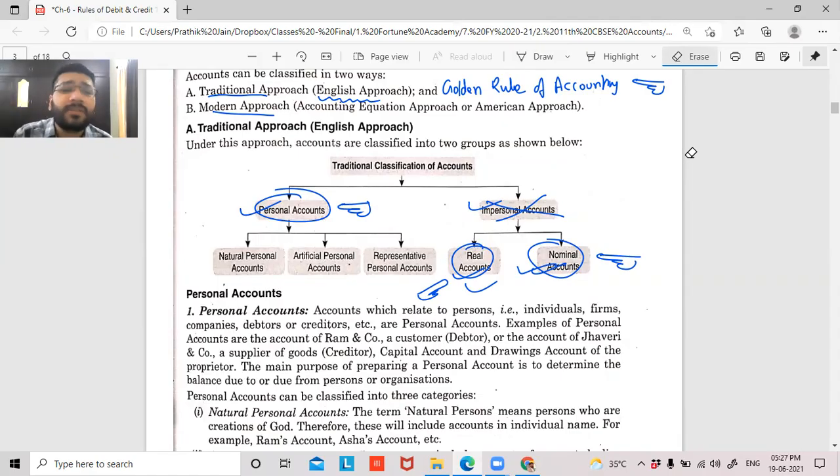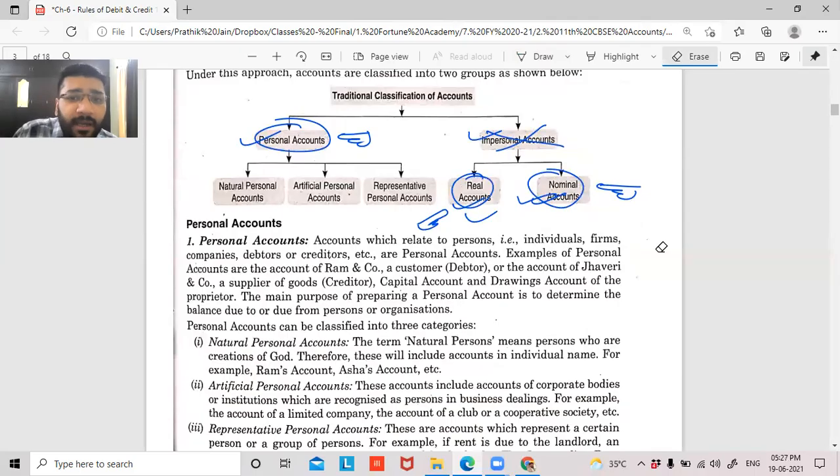Now let's understand personal account. What is personal account? Personal accounts means the rule which is applicable or related to persons, that is individuals, human beings. Guys, the nature is personal, which means a person should be involved. The person can be an individual, firm, companies, debtors, creditors, etc. These are all personal accounts. Now guys, I'll give you one example.